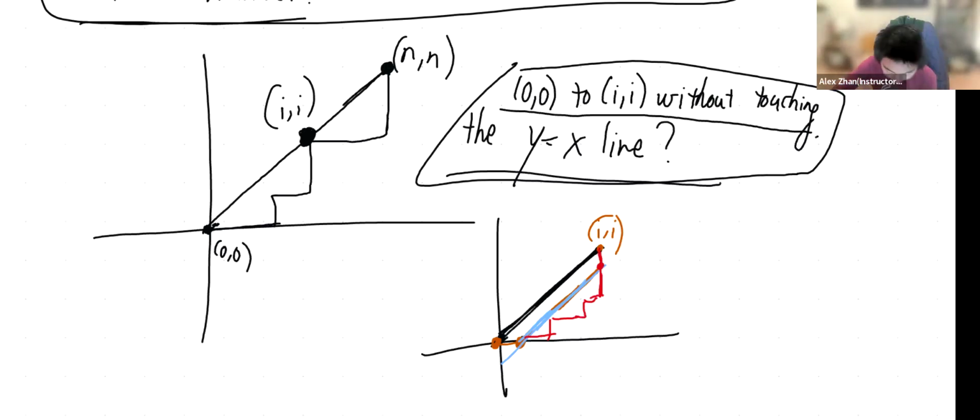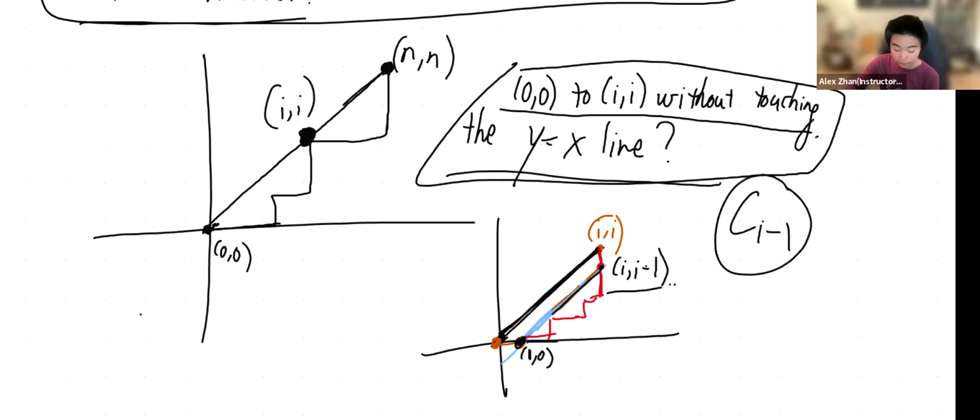So the number of ways to go from 0, 0 to point I without touching the y equals x line at all and staying beneath it is equal to the number of ways of going from 1, 0 to I minus 1, while staying under this line. As we notice, this is in fact just equal to the Catalan number I minus 1. Do you guys understand this part? If you have any questions, please ask. You understand? Okay, good.